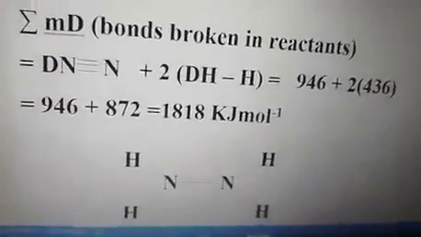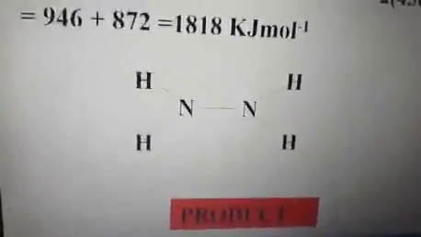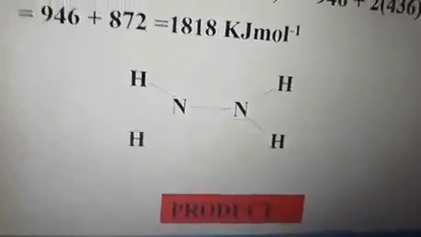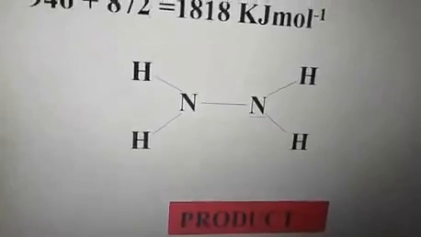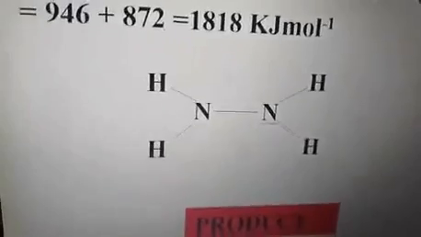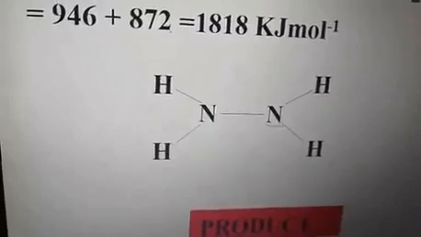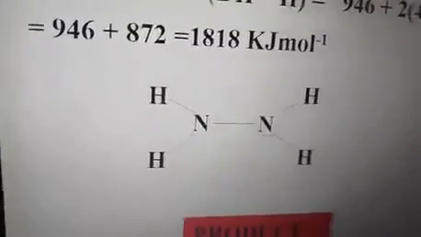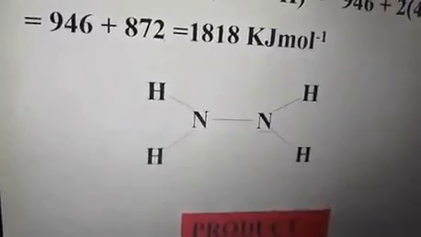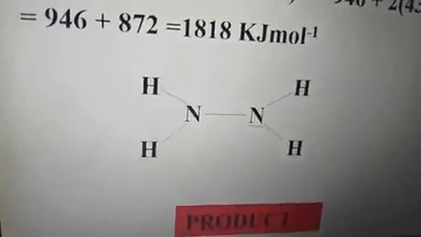We'll now go to the product. The product is hydrazine. So you can see hydrazine. In hydrazine, there is 1 nitrogen to nitrogen single bond at the middle, and there are 2 nitrogen to hydrogen single bonds on each of the nitrogen atoms. So that gives us a total of 4 nitrogen to hydrogen single bonds, 2 on the left nitrogen and 2 on the right nitrogen.